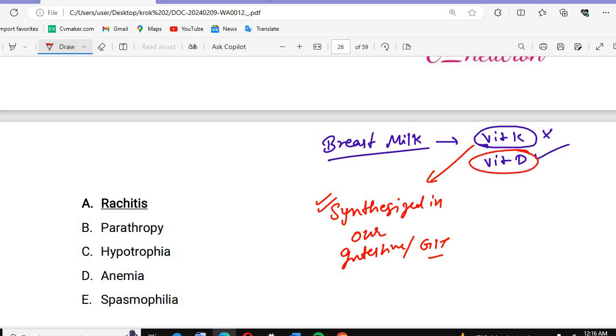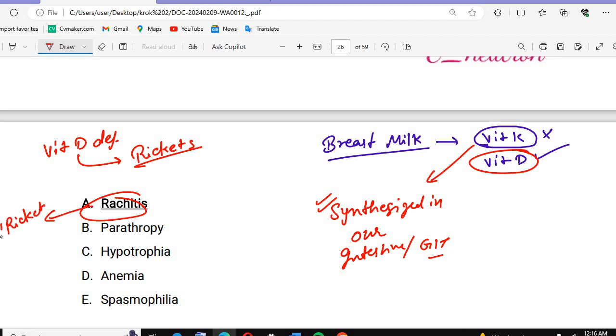So if vitamin D deficiency is there, let me know which condition is that. That is known as rickets. And here it is rachitis, so rachitis and rickets are the same thing. So in rickets, remember, we have weak or soft bones in children.